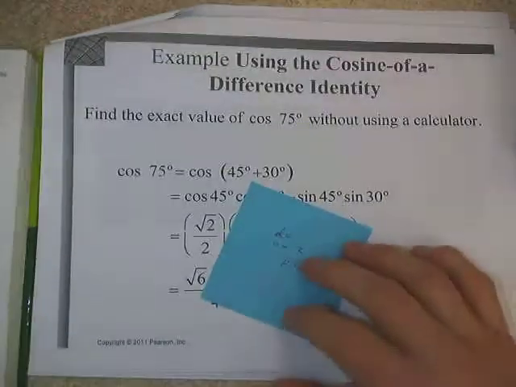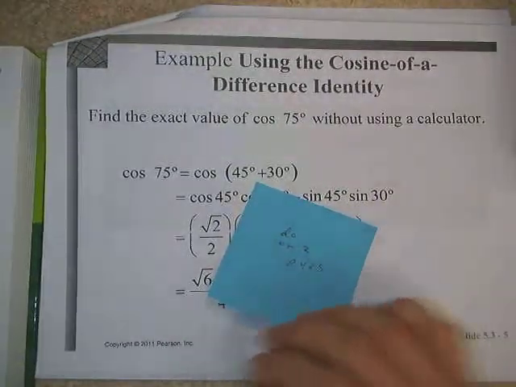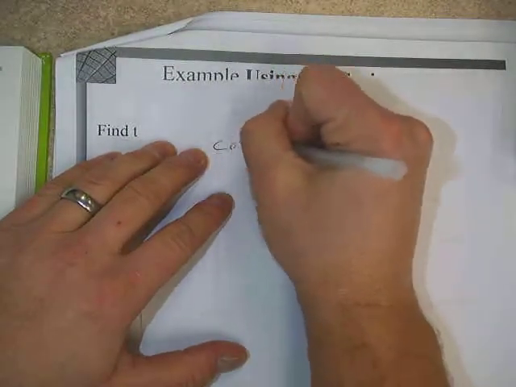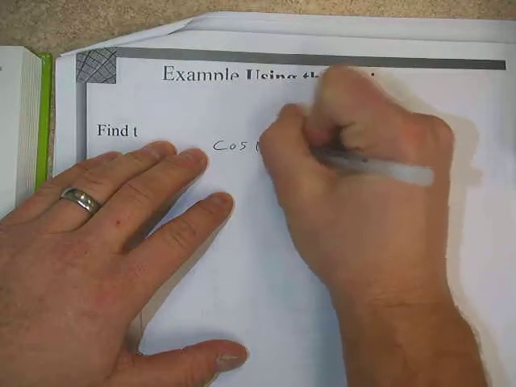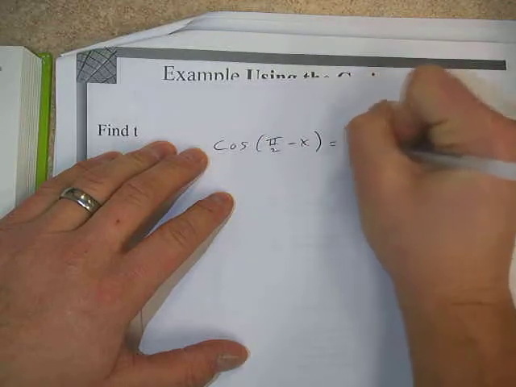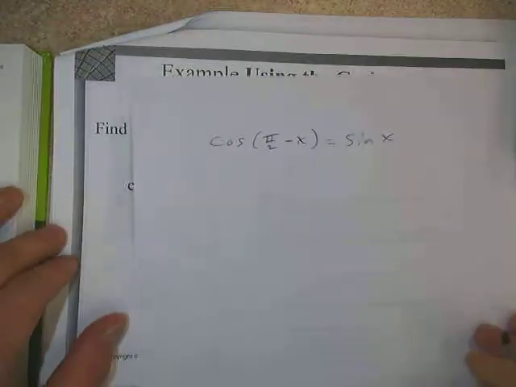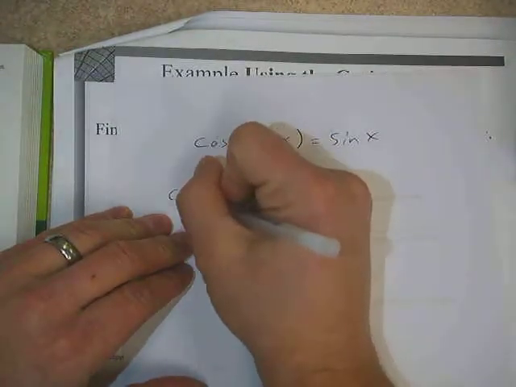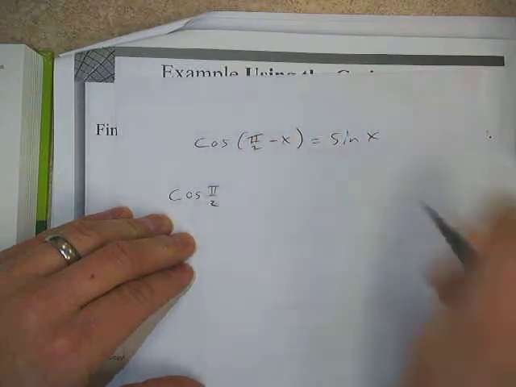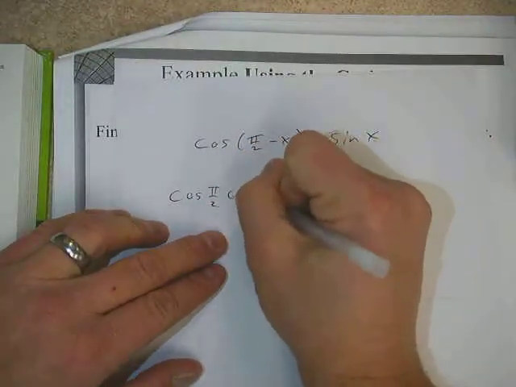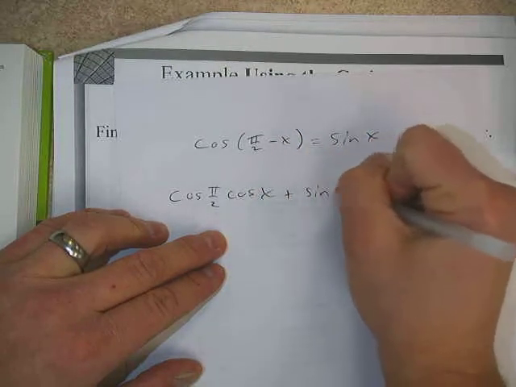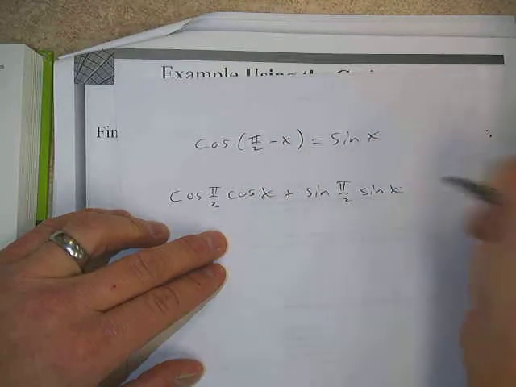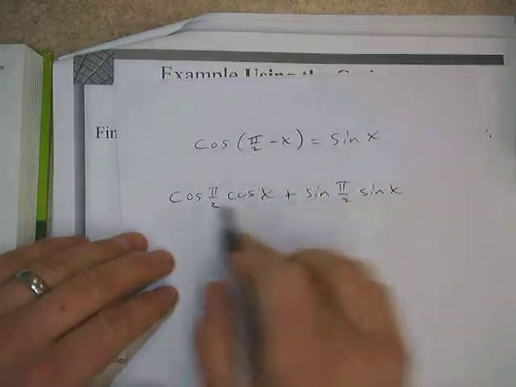I want to also look in your book on page 465. There's another problem I want to look at here. And that is just confirming an identity that we had from before. We had a cofunction identity that said that cosine of pi over 2 minus x is equal to sine x. We can now prove that with our formula that we just studied. It's a minus sign here, so we know it's cosine plus sine.